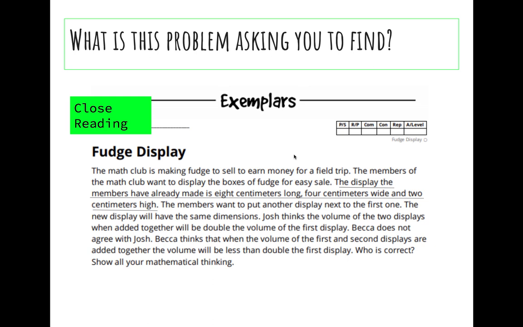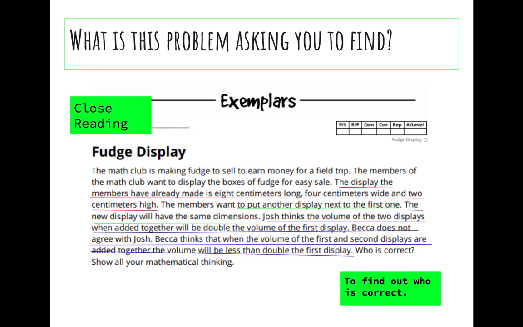Now, as I'm closely reading this, I want to underline some important key details. The display that the members have already created is 8 centimeters long, 4 centimeters wide, and 2 centimeters high. So that's important. Some other important facts, I've already underlined that, because that's going to help me really answer this question. Now I ask myself, what is this problem really asking me to do? It's asking me to find out who's correct. Is Josh correct or is Becca correct?